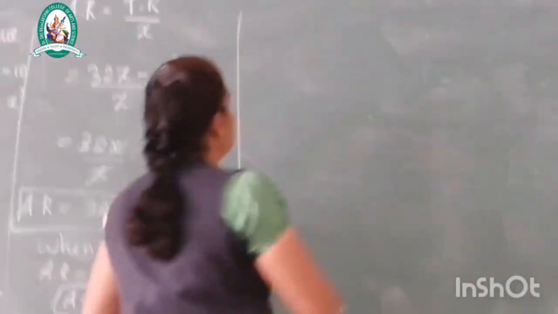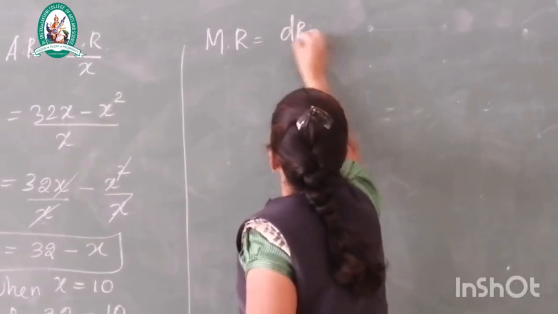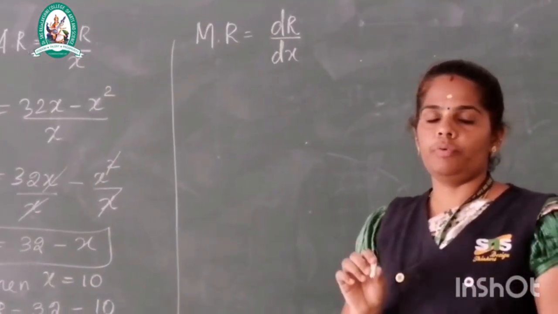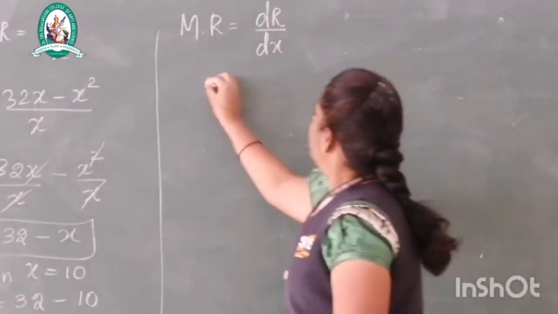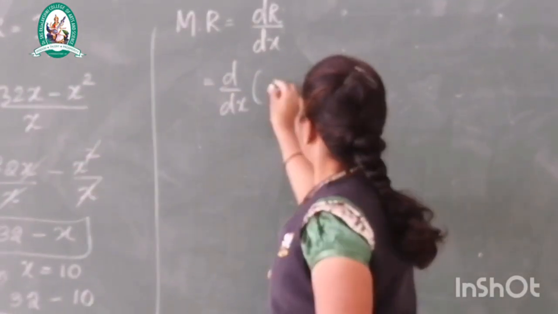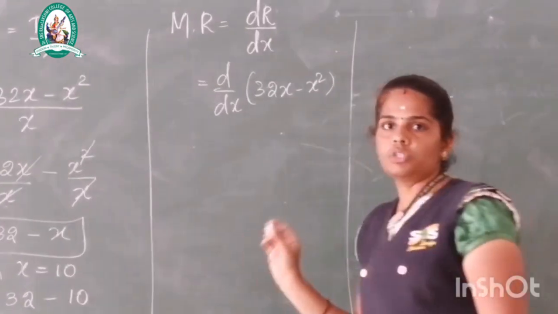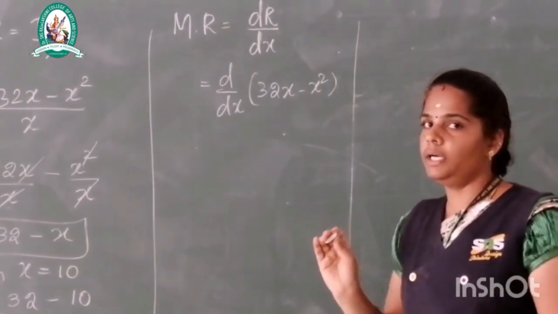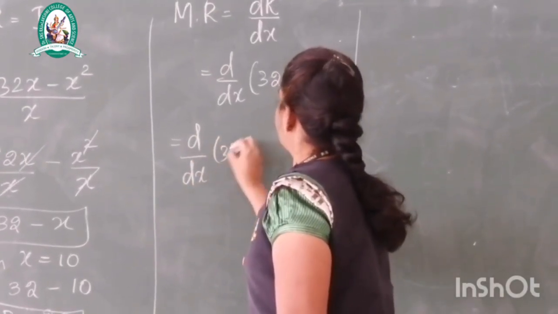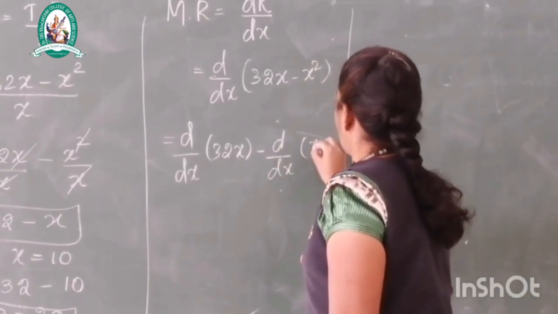Second, we have to calculate the marginal revenue. Marginal revenue formula is dr by dx. D means differentiation. We are going to differentiate the revenue function with respect to x. So d by dx of r, instead of r I am having the value 32x minus x square. To differentiate these two terms, first we are going to split the differentiation. So if I split it, I will get d by dx of 32x minus d by dx of x square.